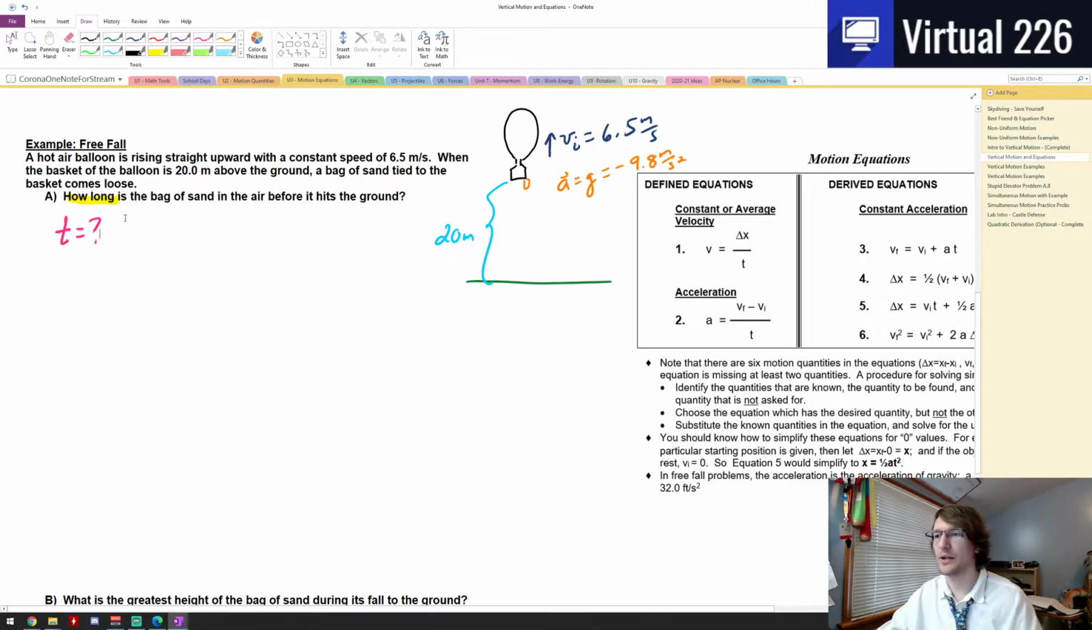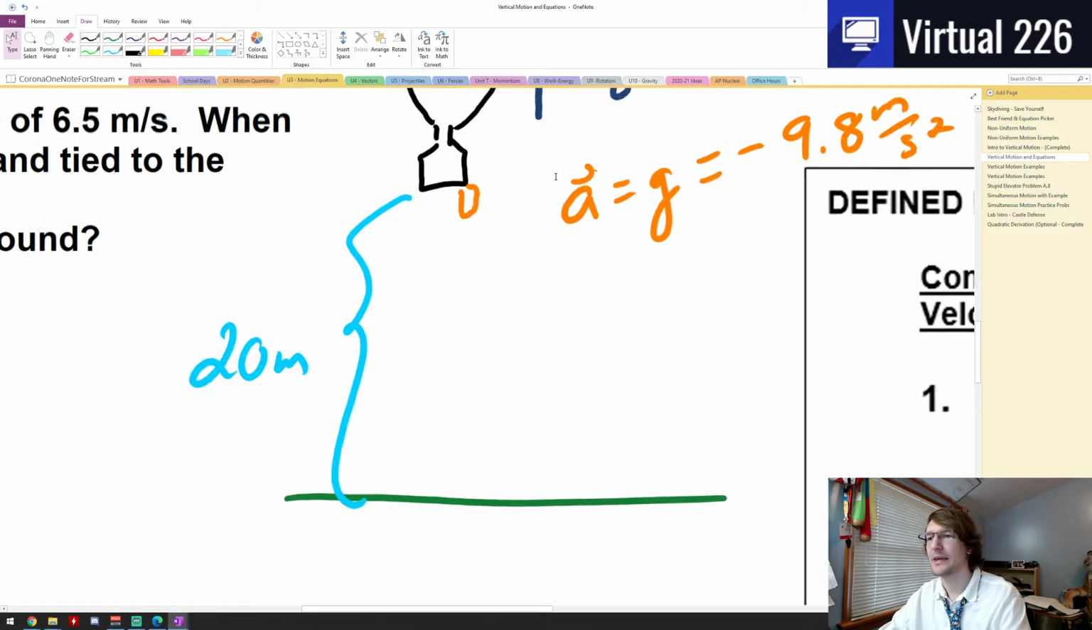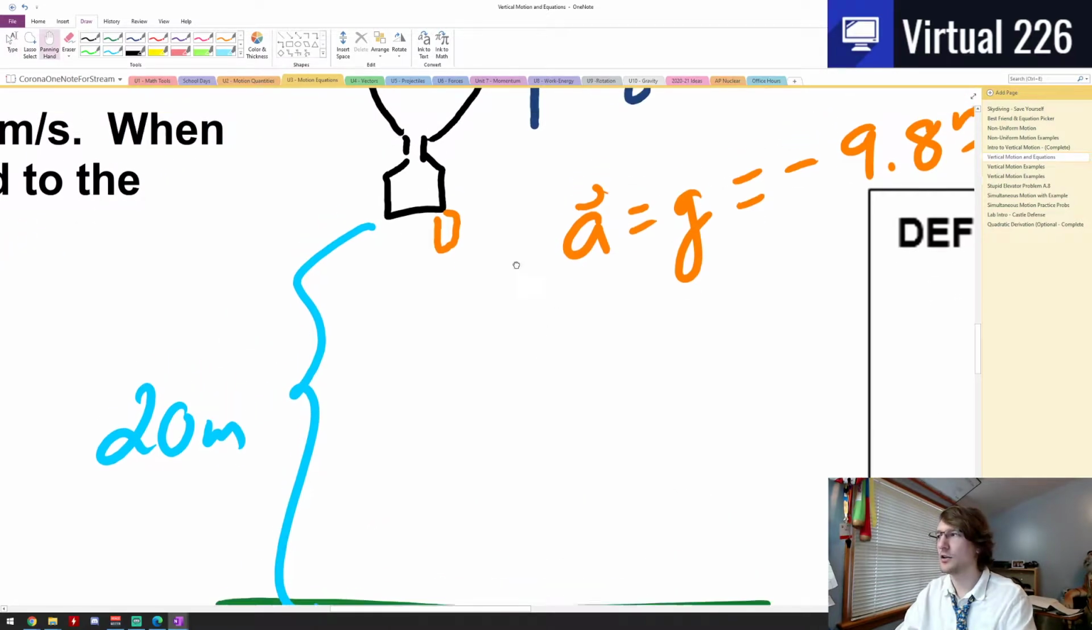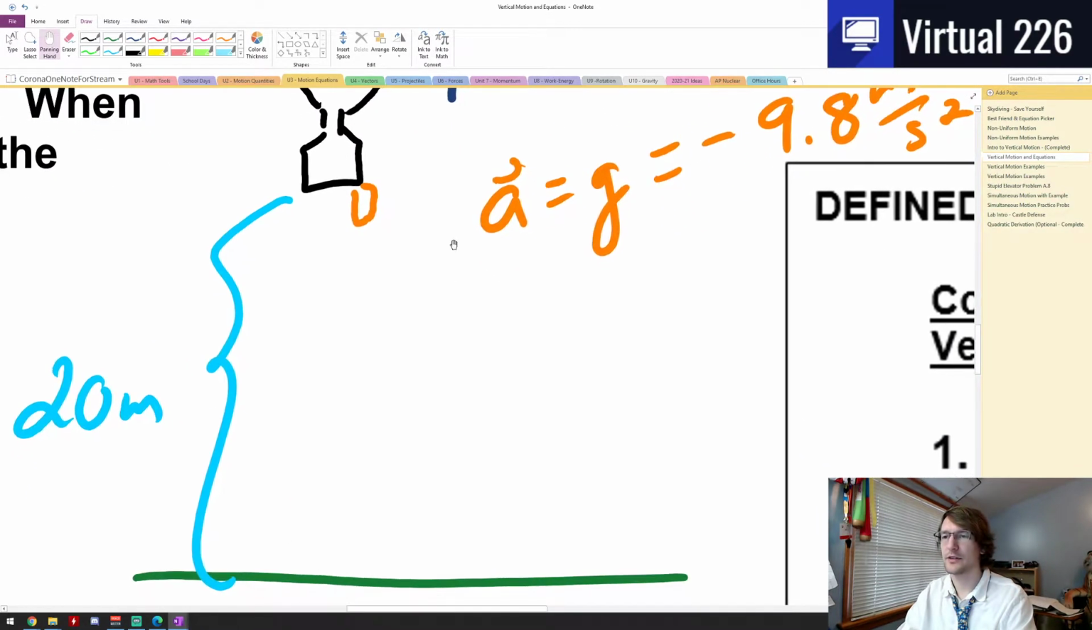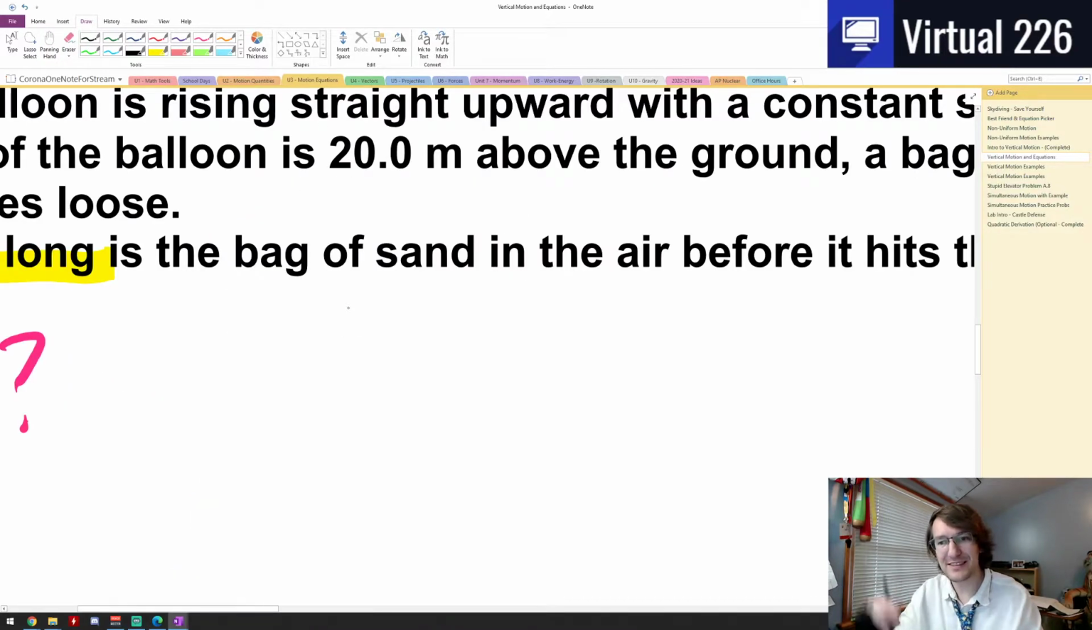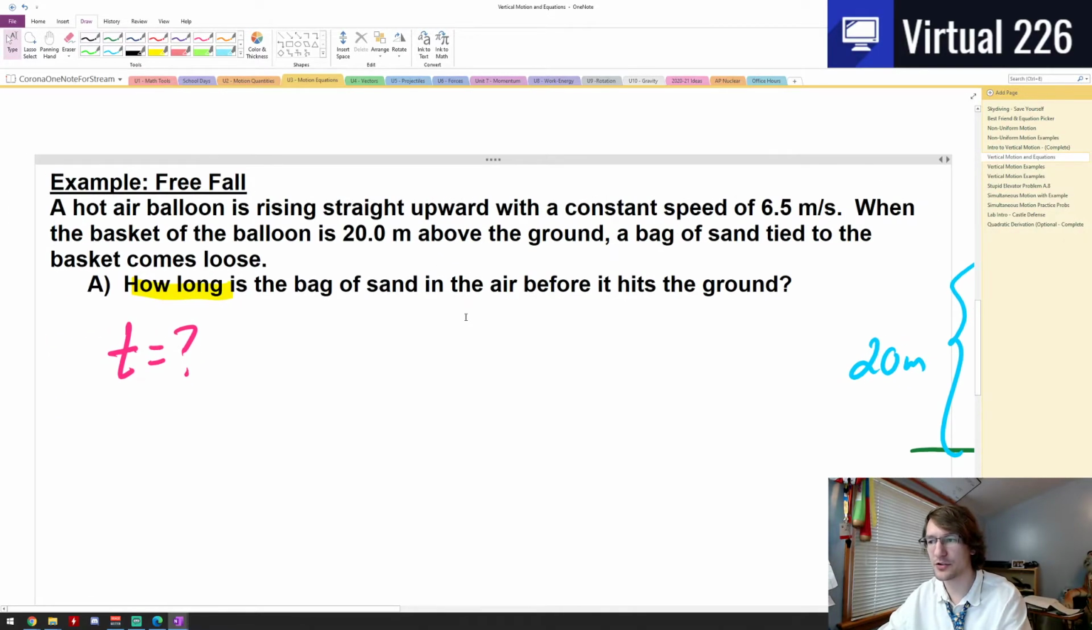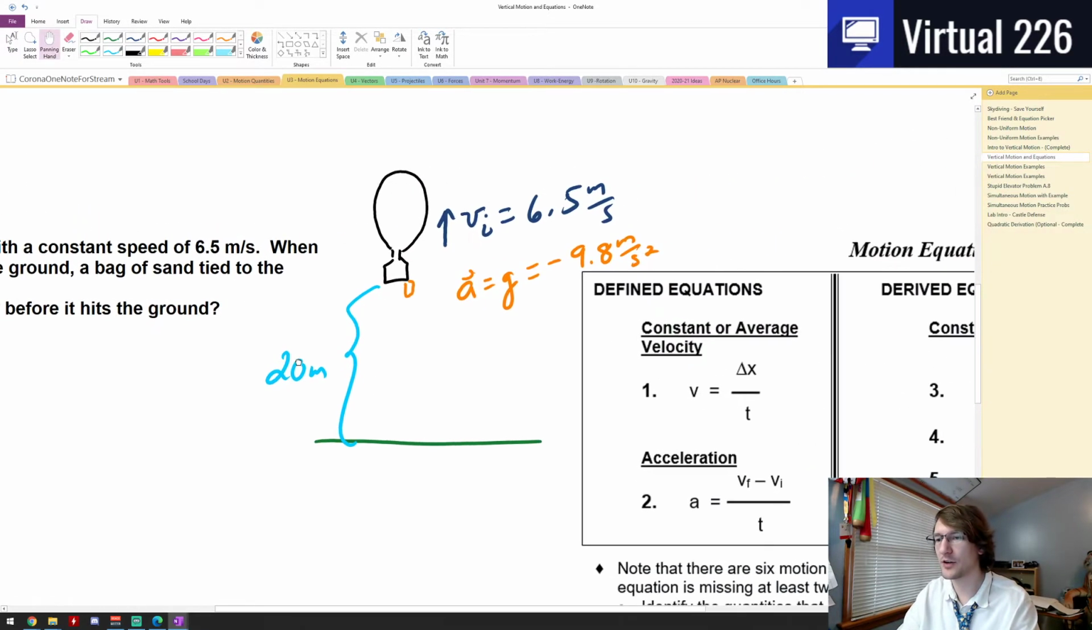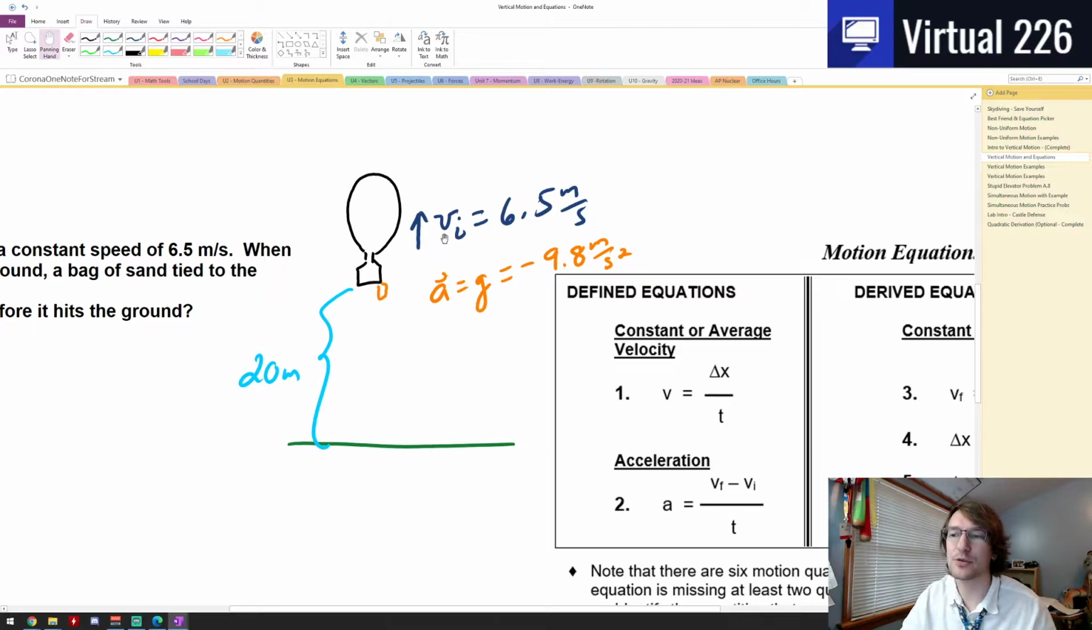Now, the first thing I'd like to point out is in this picture. A lot of students think that whenever this bag of sand slips off, its rope is cut, it falls off, whatever, a lot of students believe that this bag of sand will just fall straight towards the ground. That's not true. That is not true, okay? The reason why it's not true is because this entire air balloon with the bag of sand is moving upwards initially at 6.5 meters per second.